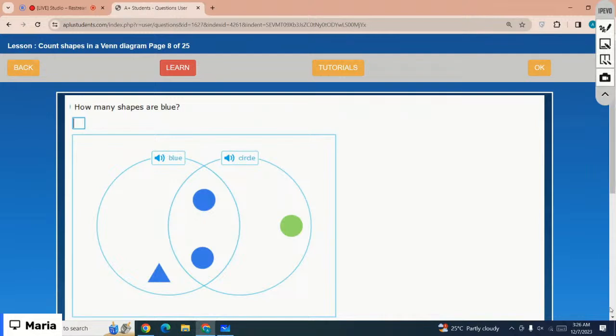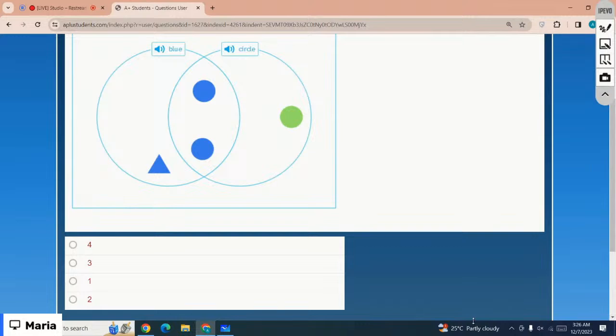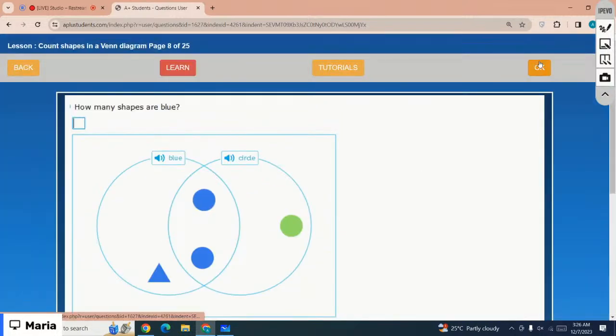Can you guys please stop talking? 3 of them are blue.